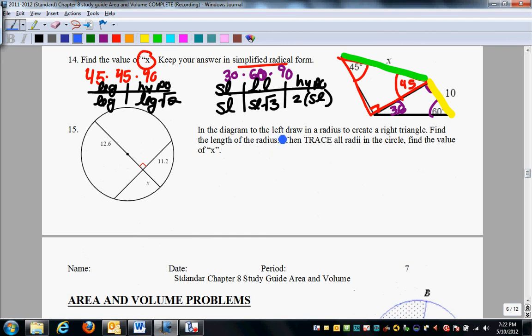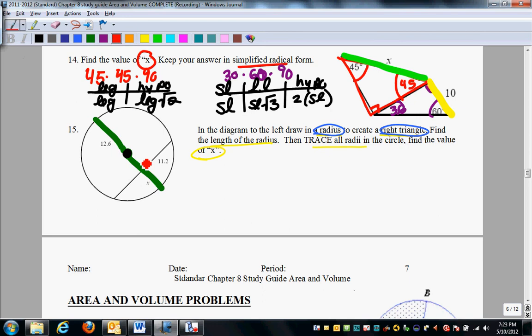It says here in the diagram to the left, draw in a radius to create a right triangle. Find the length of the radius. Then trace all radii in the circle and find the value of x. So it says draw in an additional radius to create a right triangle. Well, let's see what kind of radii you already have. Radii goes from center to edge, center to edge. So right now you only have 2 radii. We want to draw an additional radius so we create a right triangle.